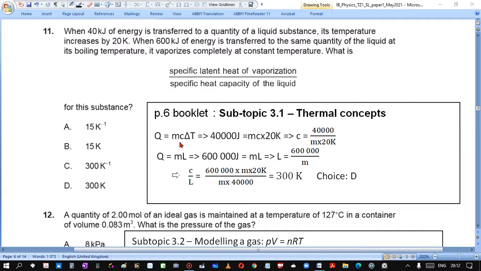From the booklet, we get the two formulas, one with specific heat capacity, another with latent heat of vaporization. We put in the values given and then find the ratio that they ask for. So the choice is D.